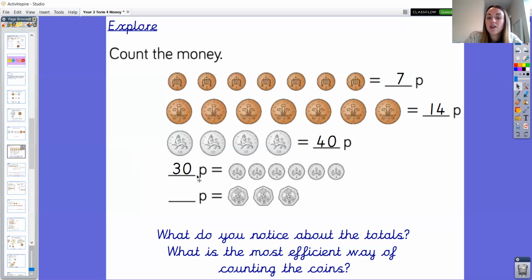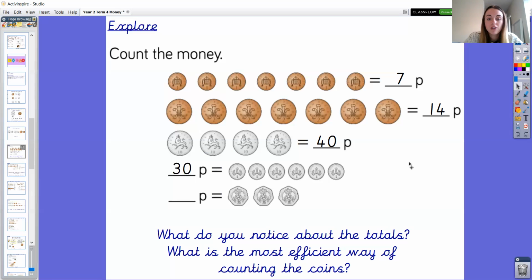So as you can see, the letter P as a symbol for pence is always after the number when we count pence. Brilliant. Year 2, do you think it makes a difference if the total is either at the end of the coins or at the beginning? Do you think it changes anything? No, you're right, it doesn't.